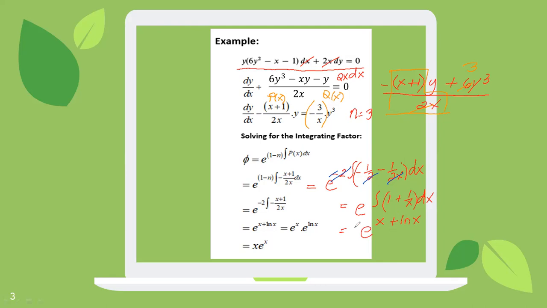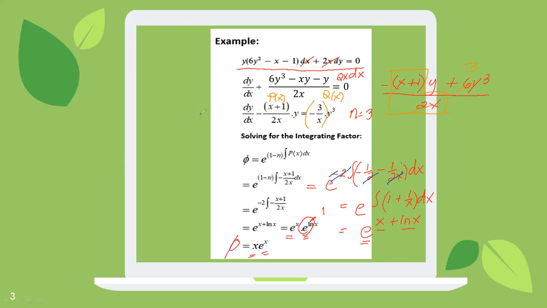Now, rules of exponents dictate that if you have exponents being added with a base, which is e, it's the same as e with these two exponents here. Now, two e's that are being multiplied. So the exponent of the one is x, and the second one is ln of x. Now, this one again will be equal to 1. So you have x e raised to x. So this is now your phi for this Bernoulli's equation.